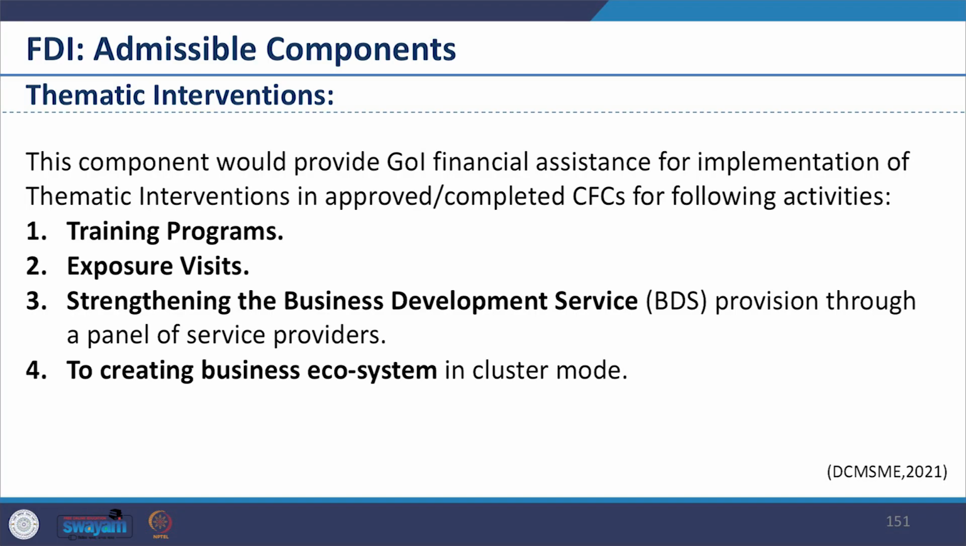Now we look at marketing hubs and exhibition centers by associations as another component. So Government of India assistance is extended to such kinds of establishments. Another component we see is thematic interventions, which include training programs, exposure visits, and strengthening the business development services. So all these are included in thematic interventions, which are also another component in this particular scheme.